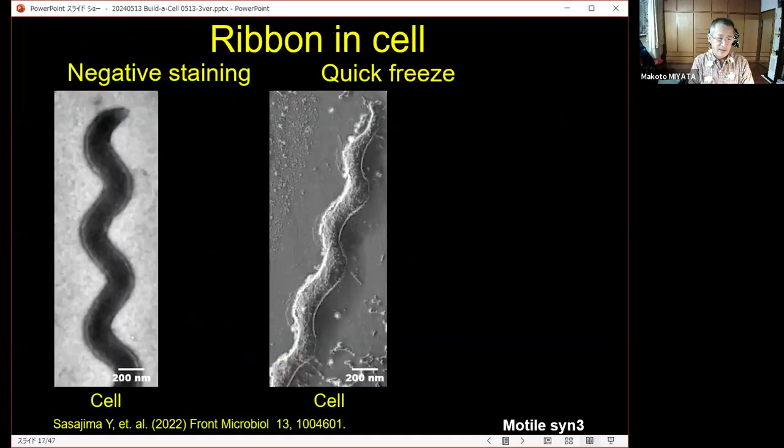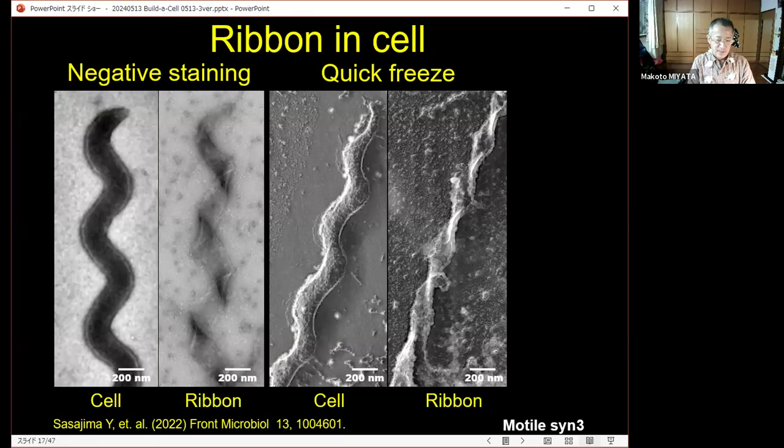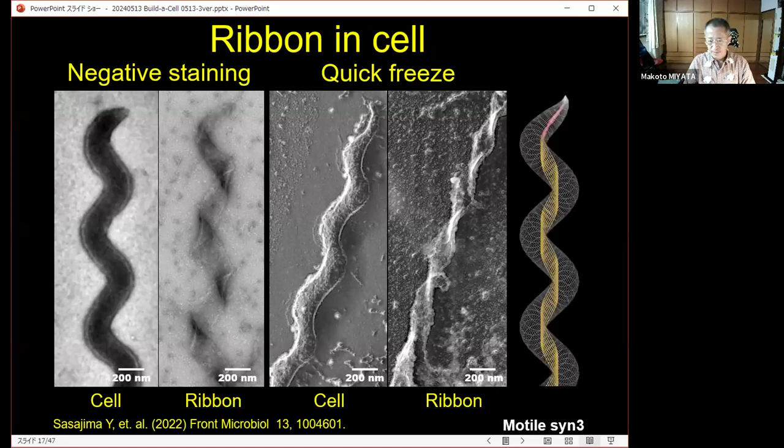Here is the electron microscopy of the intact cell. We can remove the cell membrane and cytosol, so then we can expose the inside structure. It's called the ribbon, and we can explain the ribbon structure schematically. You can see the gold one, and this is the front side. Actually, this ribbon is the swimming machinery.